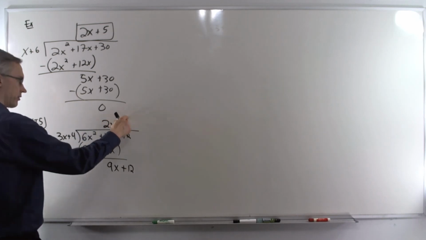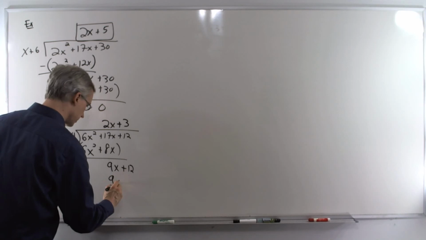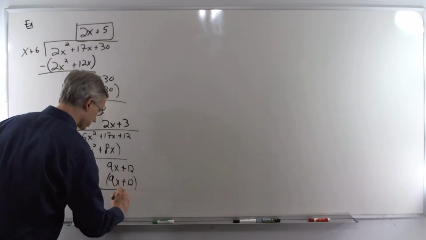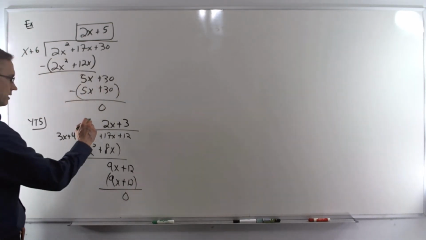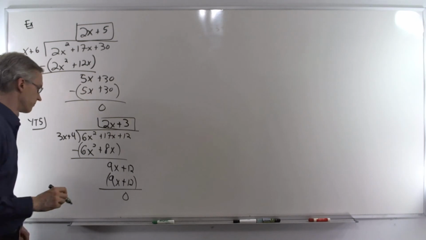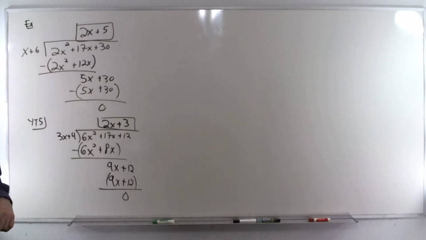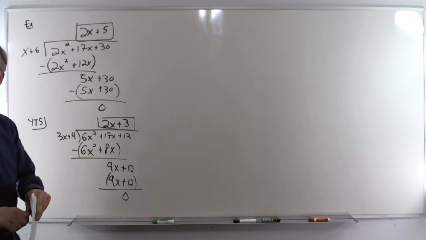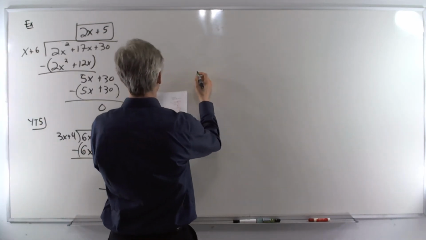Now we'll distribute 3 into this binomial. 3 times 3x is 9x. 3 times 4 is 12. And we got a match of the whole thing. So we subtract, get 0. We have 0 remainder. So that is the answer right there, 2x plus 3. And if we go ahead and FOIL these things, we do indeed get 6x squared plus 17x plus 12. But not all of these are going to divide evenly. So we need to be able to handle remainders.